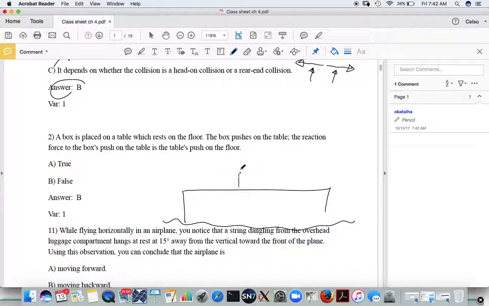The reaction force of the box pushes on the table. So let's represent this force here. So you place the box, let's say throw the box on the table, and the box exerts a force on the table. This is force box on table, to the side. The reaction force to the box push on the table is the table push on the floor.